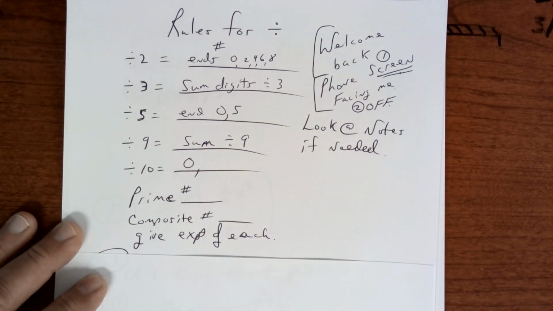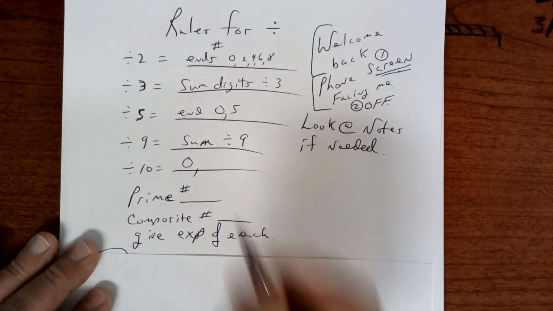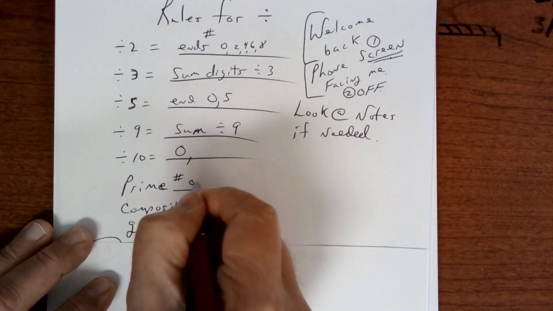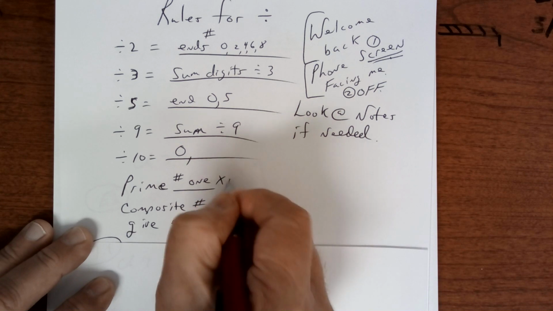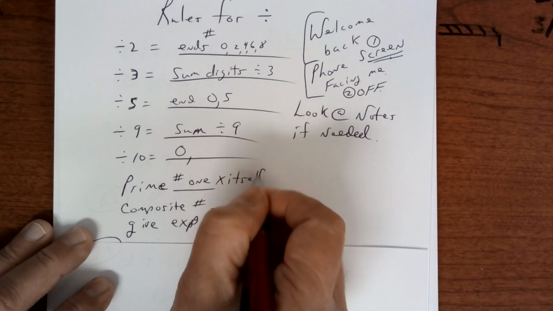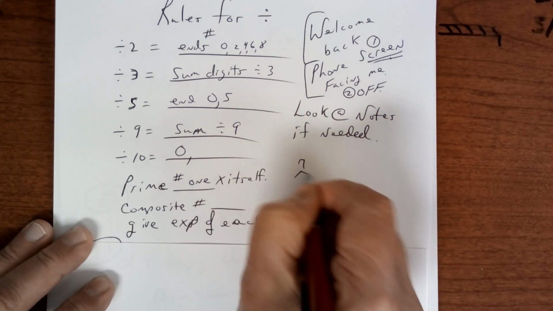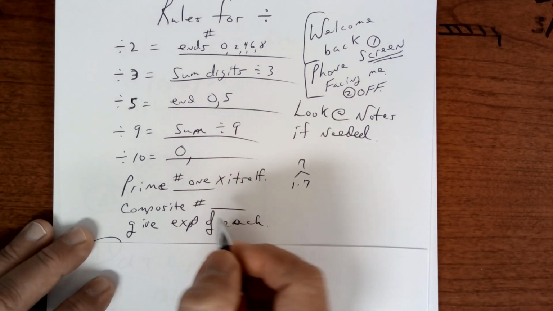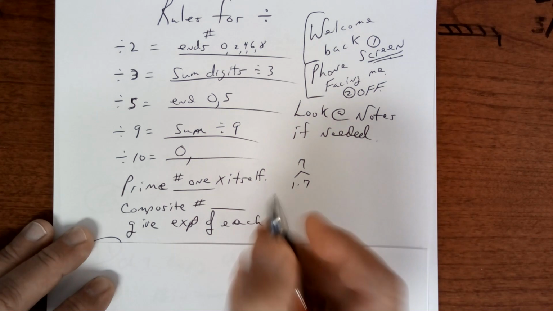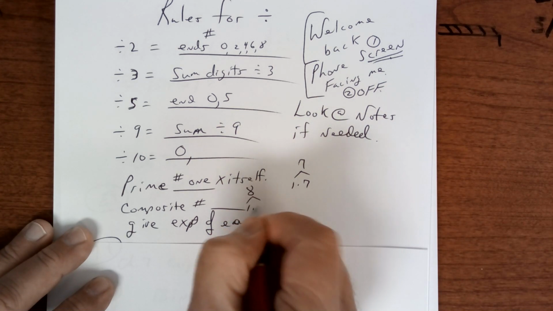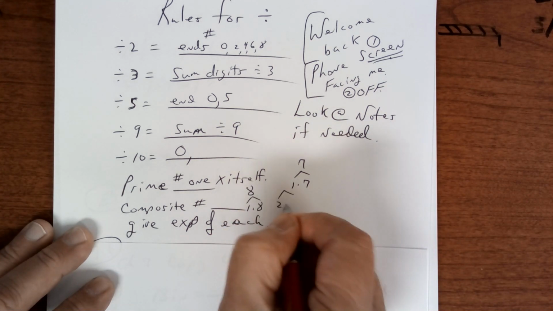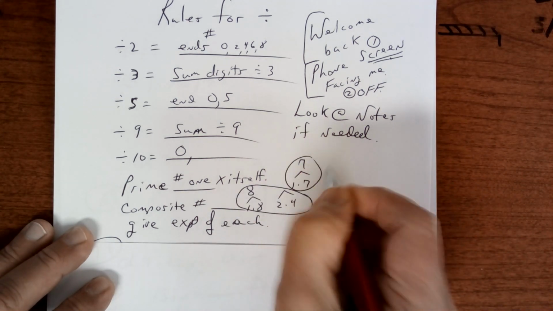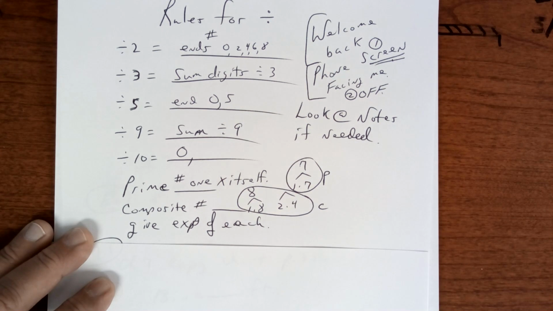Okay, so what is a prime number? A prime number is a number whose only factors are 1 and itself. 1 times itself. For example, 7 is only 1 times 7. A composite number has more than that. It's like 8. 8 is 1 times 8, but it's also 2 times 4. So that becomes a composite. This one is prime. This one is composite.